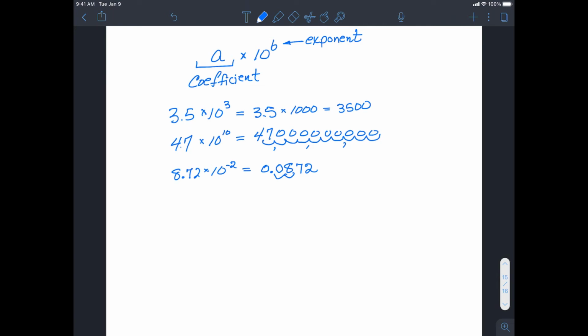Let's do one more. 9.76 times 10 to the negative 7. Now, we should start over a little bit. So 976, and we'll move the decimal point to the left 7 spaces. 1, 2, 3, 4, 5, 6, 7. Decimal point goes there, and we need to fill in the zeros. 1, 2, 3, 4, 5, 6. So 9.76 times 10 to the negative 7 is equal to this decimal number that you see here.